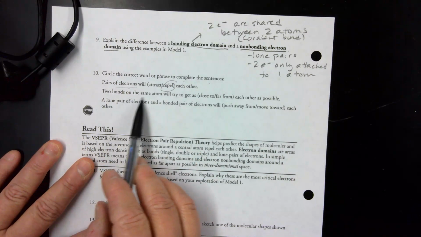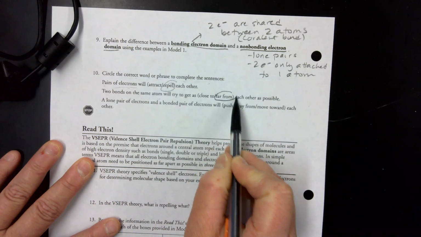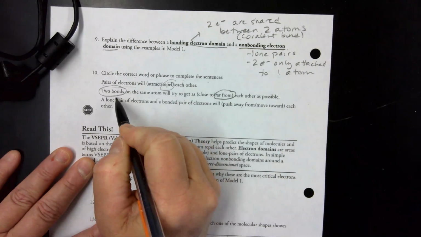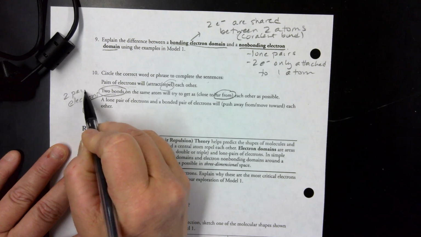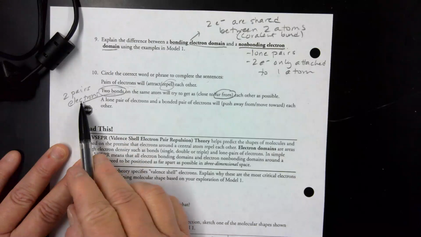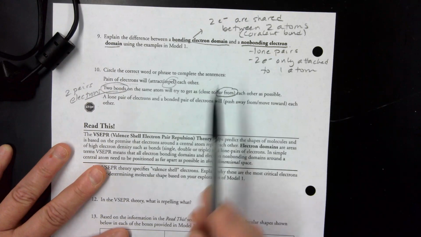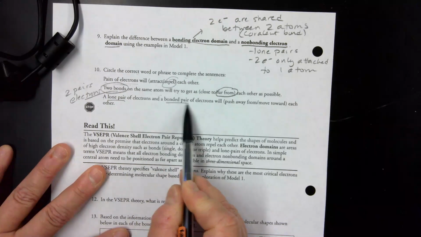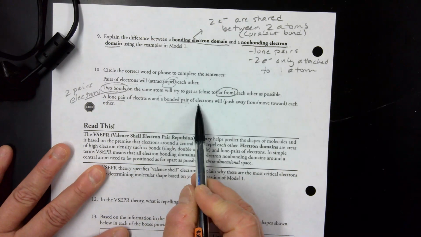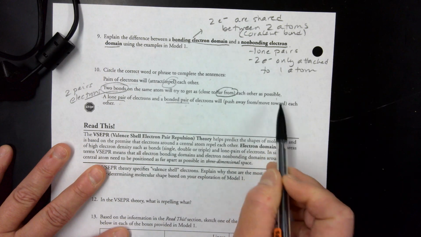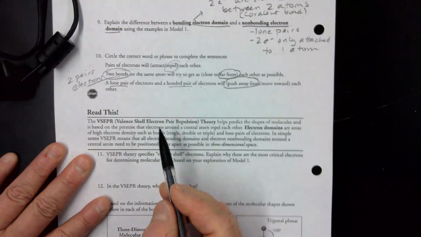Two bonds on the same atom, right? Two bonds on the same atom will try to get as far from each other as possible because two bonds are made up of electrons. So we're saying two pairs of electrons, two bonds, each bond having a pair of electrons. They're going to try to get as far from each other as possible. A lone pair of electrons and a bonded pair of electrons: it doesn't matter if those electrons are bonding two atoms or if they're just a lone pair, they're still going to push away from each other as far as possible. And so this leads to this concept of VSEPR.